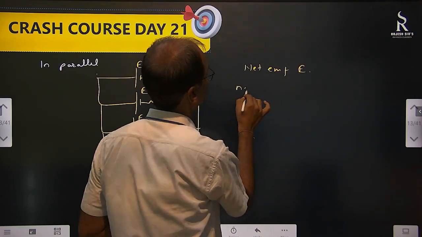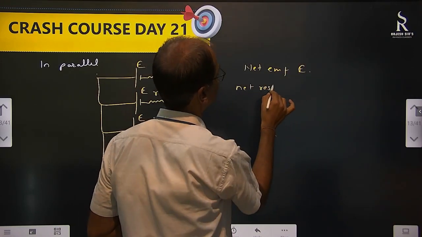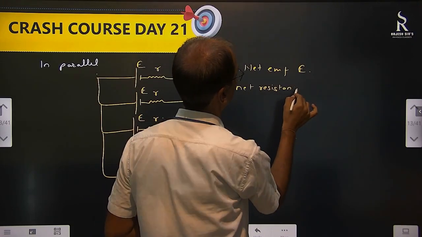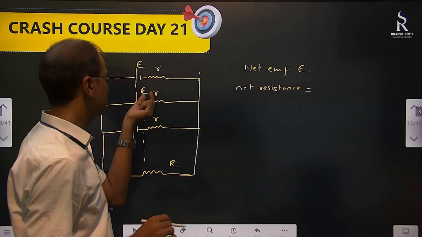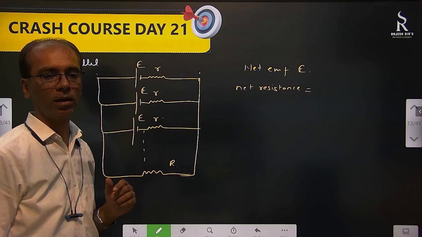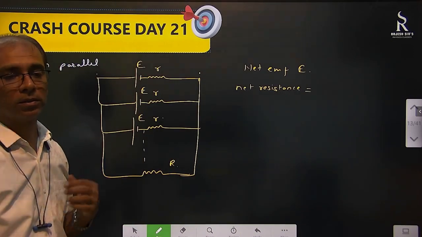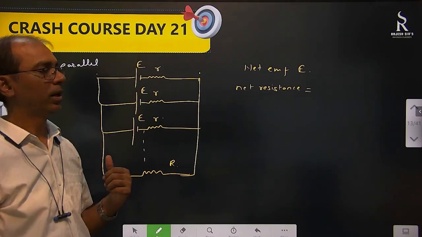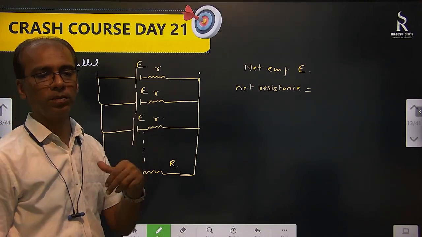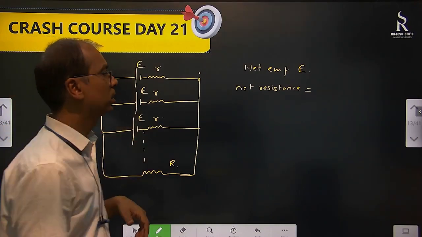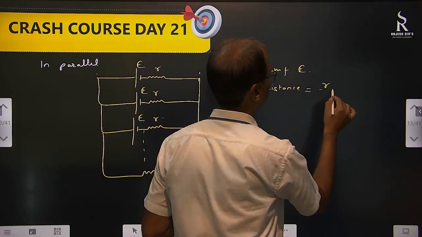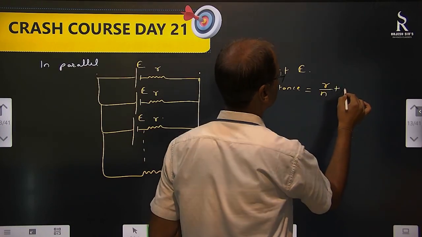Net resistance. Now we can see that all these internal resistances are connected in parallel. So what will be their net resistance? 1 by R net equals 1 by R plus 1 by R plus 1 by R, that is N by R. So net resistance will become R by N. Then it is connected with the external resistance also, so plus R.